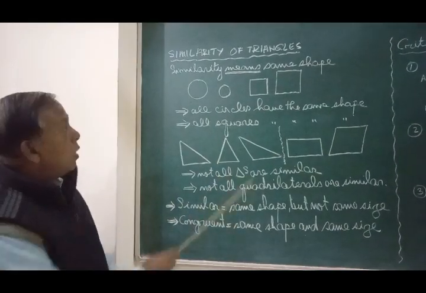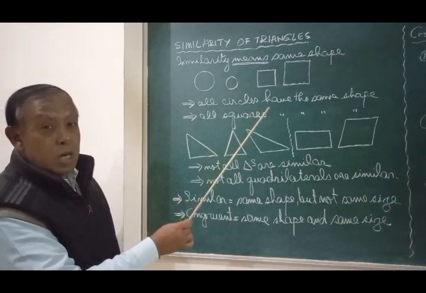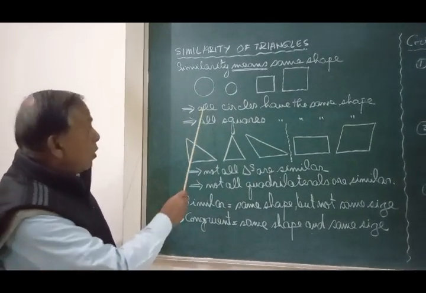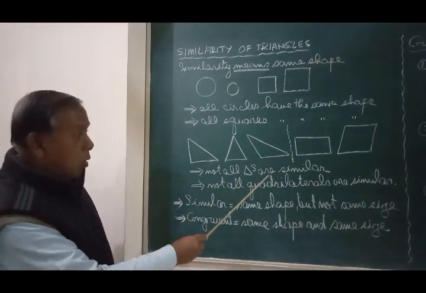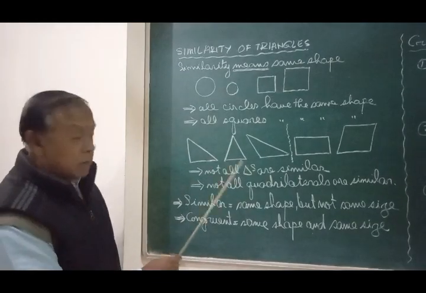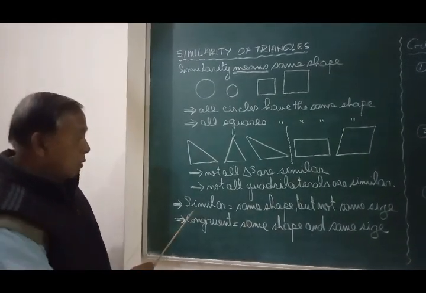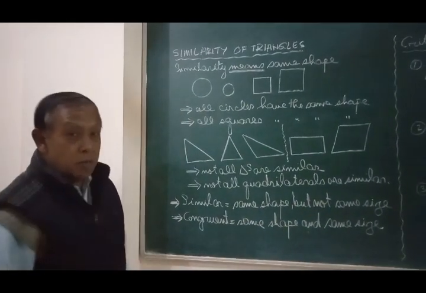So same shape finally means what? Similar means same shape. So we say all the circles are similar, all the squares are similar. However, not all triangles are similar, different. Not all the quadrilaterals are similar. What does similar mean? Same shape but not same size.